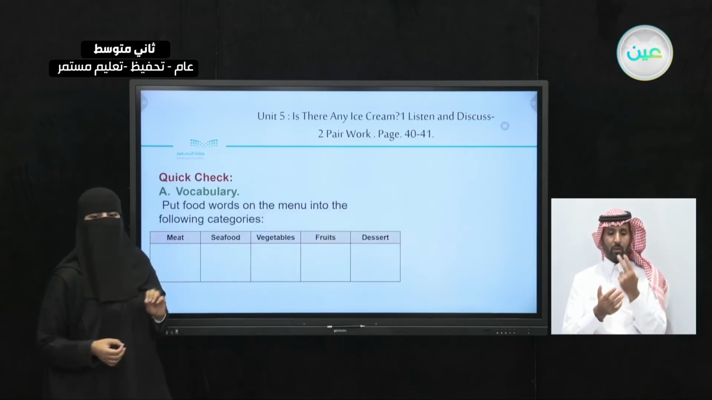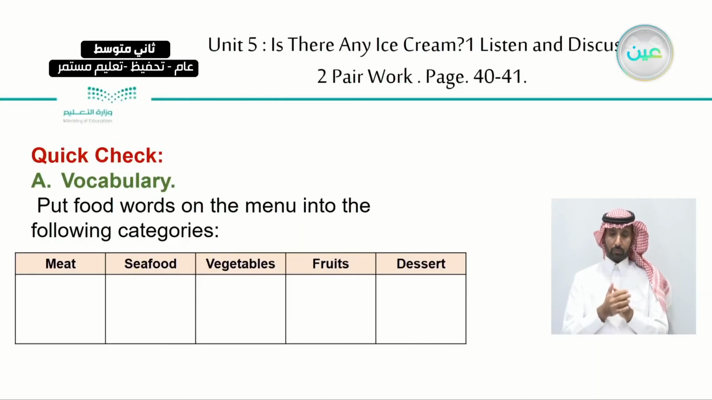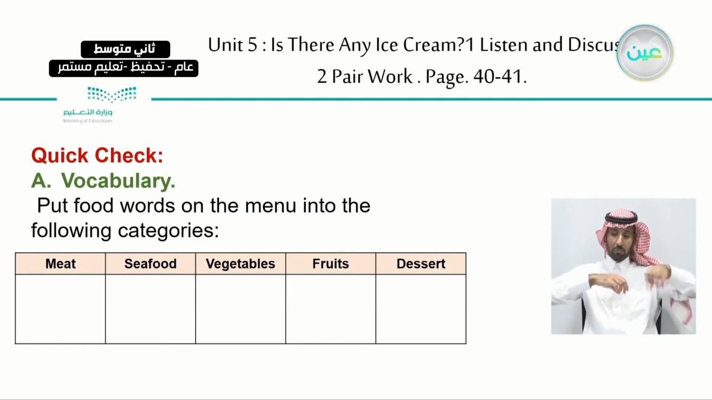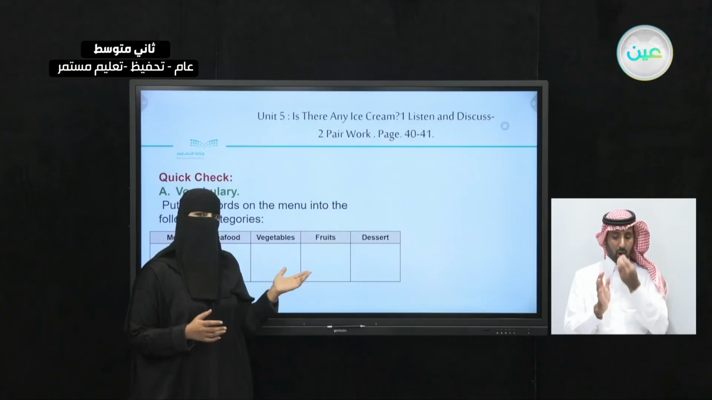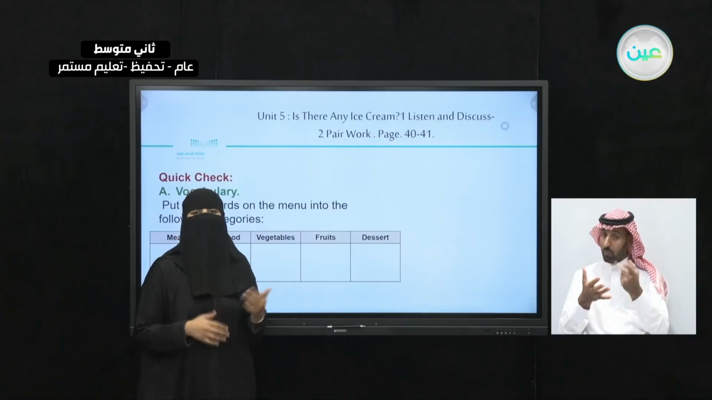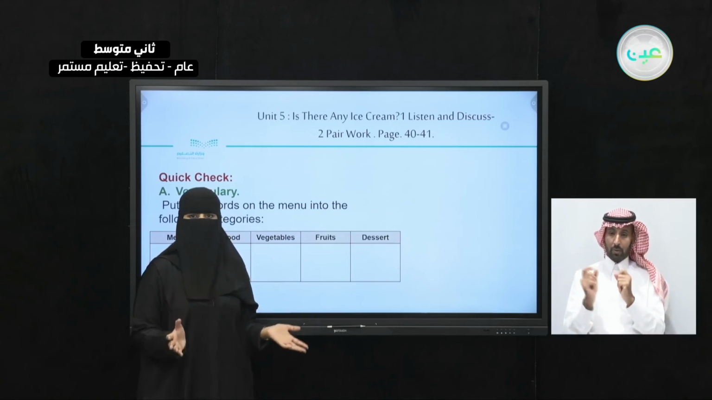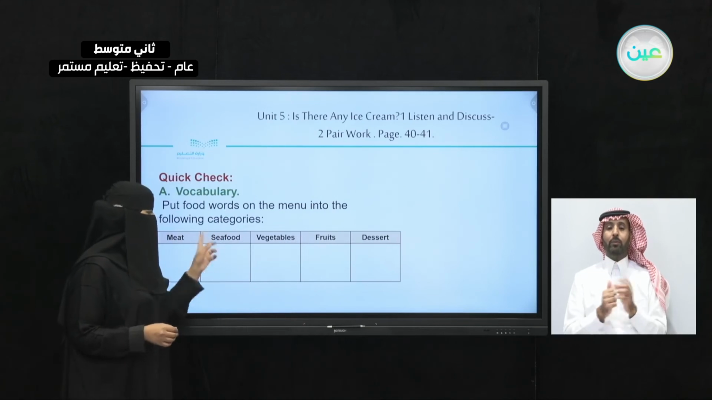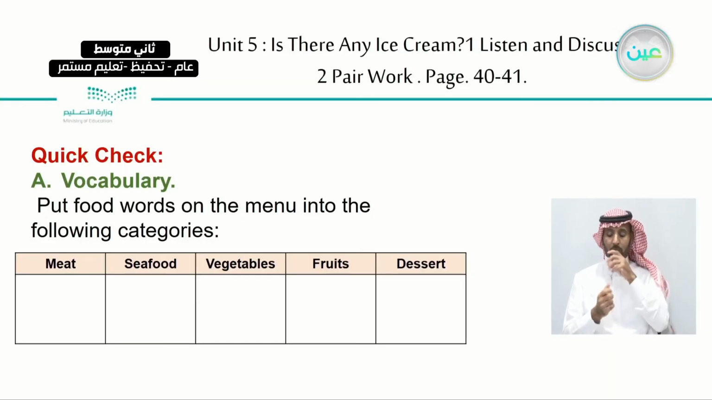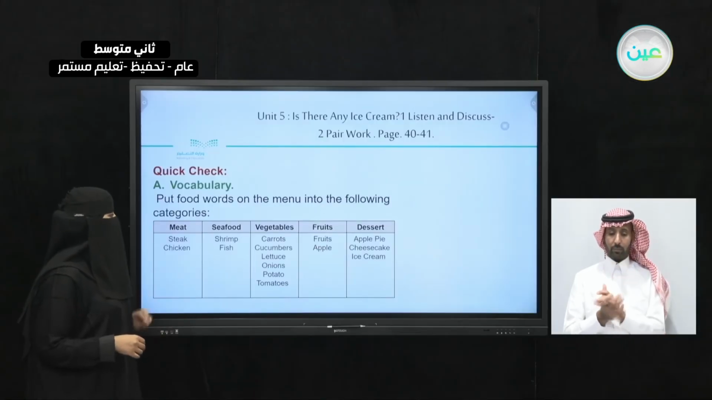Now, let's take a look at this table here. So, put food words on the menu into the following categories. So we have meat, seafood, vegetables, fruits, and lastly we have desserts. Now, you did take a look at the menu before. What were some of the things in the menu? Now, let's categorize the things that we saw in the menu in this table. So, for meat and seafood, vegetables, fruit, and desserts. Let's arrange these things in this table. What do we have here now?